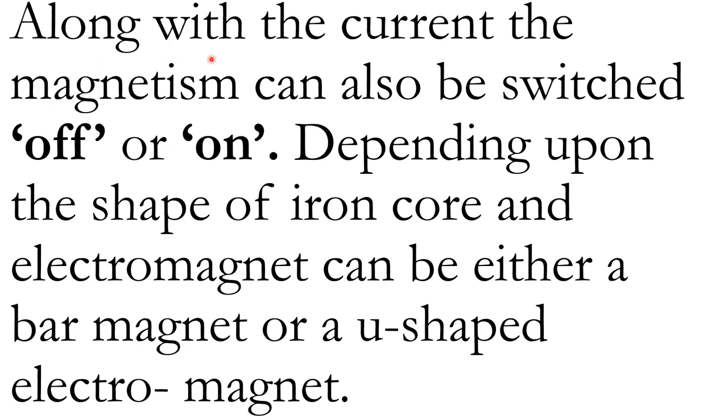Along with the current, the magnetism can also be switched off or on depending upon the shape of the iron core. An electromagnet can be either a bar magnet or a U-shaped electromagnet.